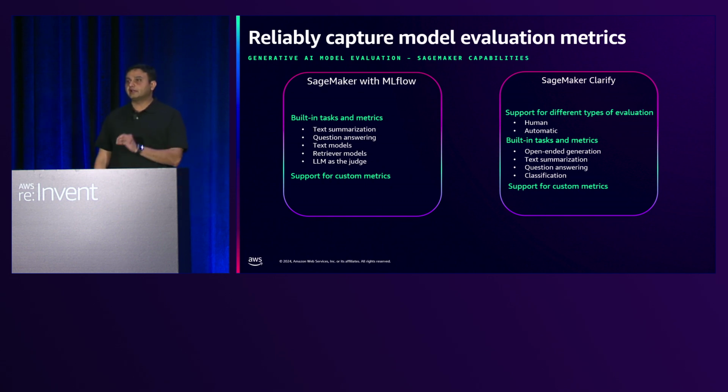With SageMaker MLflow as well as Clarify, you can kick off model evaluation. SageMaker with MLflow offers evaluations that can be accessed through MLflow libraries, and you can use them to evaluate traditional models or generative AI models. You can also use native capabilities like SageMaker Clarify to evaluate models with automated or human feedback.